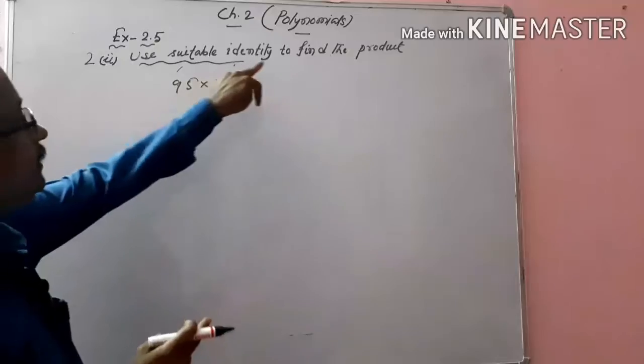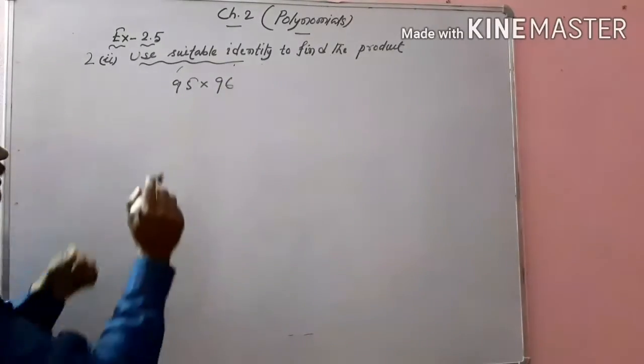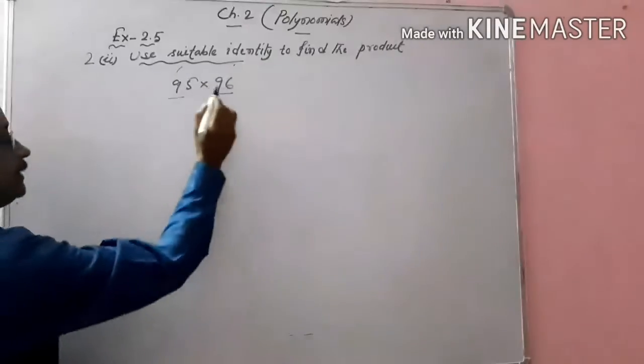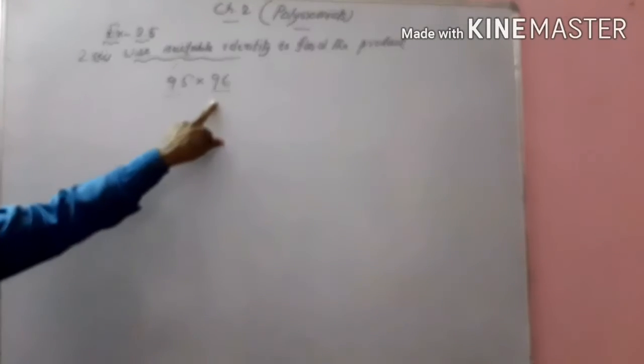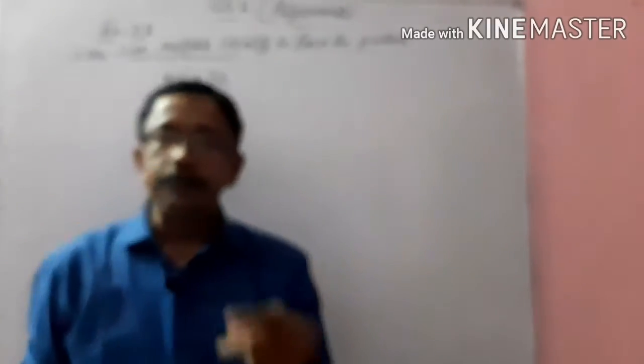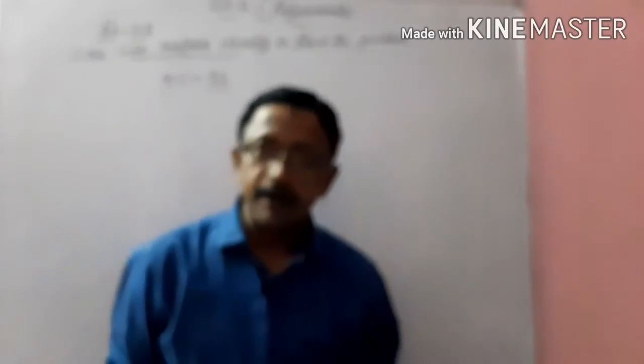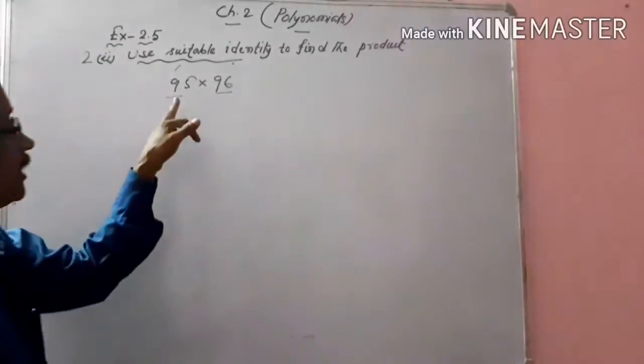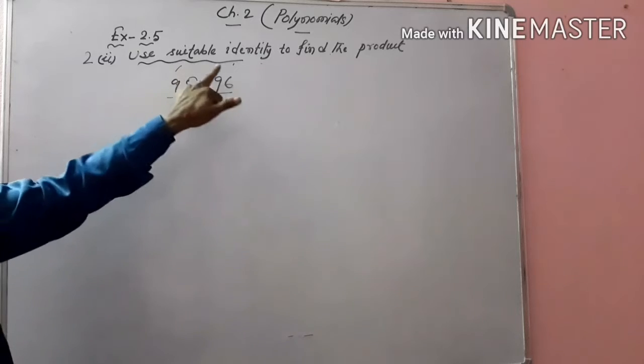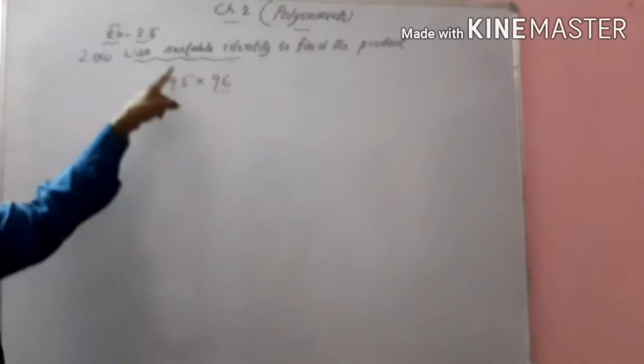Okay guys, next one. It is also by using the identity, to find the product of 95 and 96. It is only numbers, but when using a suitable identity, one thing you remember: you must use the identity, otherwise you will not get marks. You can multiply and get the correct answer, but as the condition given is by using a suitable identity, that means we have to use the identity.